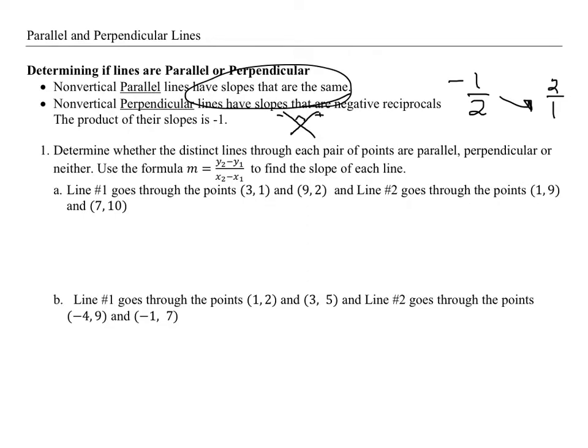So number 1, determine whether the distinct lines through each pair of points are parallel, perpendicular, or neither. We're going to use the formula to find the slope of each line. So line number 1 goes through these 2 points, and line number 2 goes through these 2 points. So let's do line number 1's slope.